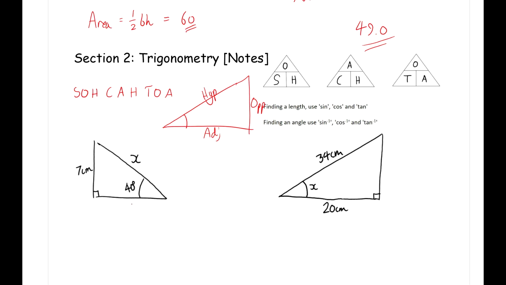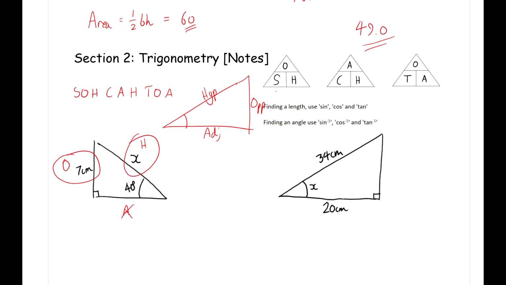Let's use this to try and work out this question here. So first things first, I'm going to label my sides. So I've got the opposite, the hypotenuse, and the adjacent. In this question, I care about the opposite and hypotenuse. I don't care what the adjacent is, it's not involved at all in the question.